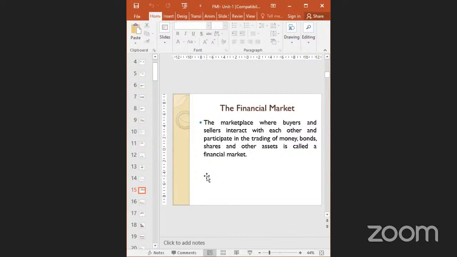Now, according to you, is it the right definition of the financial market? No. Here, if you look at the slide, the marketplace where buyers and sellers interact with each other and participate in the trading of money, bonds, shares, options, futures, etc., and other assets is called a financial market. Here it is not only buying and selling that occurs. It is a kind of interaction between the two parties, the one who tries to sell the product and the one who tries to buy it. But it is not only buying and selling, it is also called participation in trading.